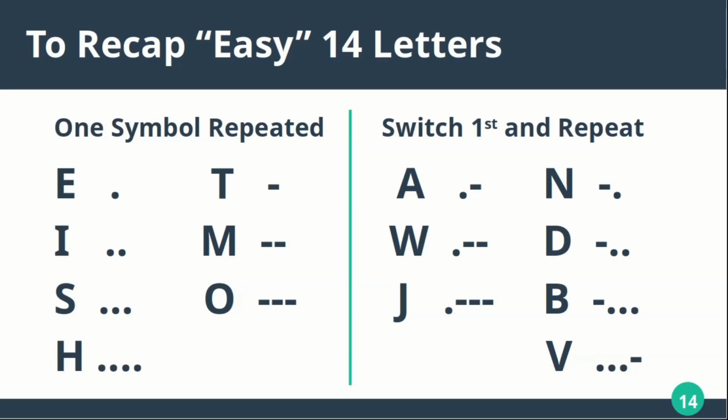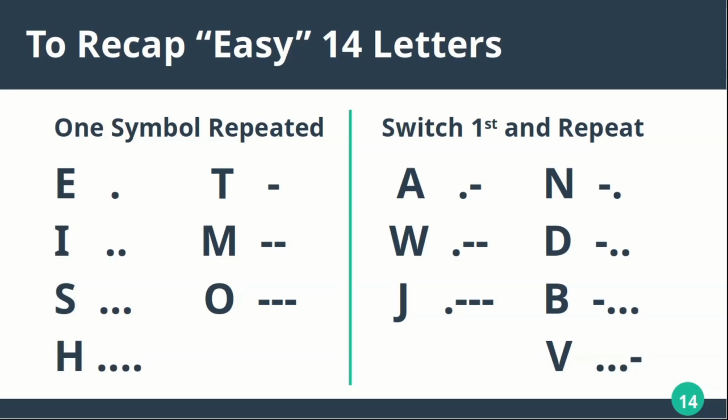On the left side, you'll notice one symbol is used only, either a dot or a dash, just repeated a number of times. So we learned EISH as 1, 2, 3, or 4 dots, and TMO as 1, 2, or 3 dashes. And then on the right hand, you'll notice that we switched up the symbols. We started with one and then repeated a number of the second one. And we got A, W, and J as dot dash, dot dash dash, or dot dash dash dash. And N was the opposite, so dash dot. And D was dash dot dot. And B was dash dot dot dot.